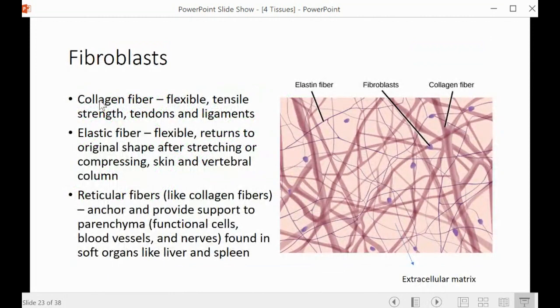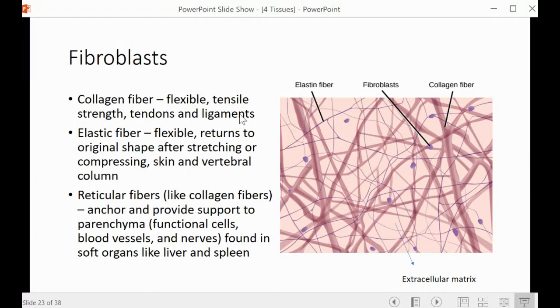So we have these collagen fibers that we have to make, elastic fibers and reticular fibers. Okay, collagen fibers, maybe you've heard of that in your skin. Everybody needs some more collagen in their skin. That helps us to not have any wrinkles. They are flexible. They have a tensile strength, meaning that you can sort of pull on them, move them, and they can come back. These are going to be our tendons and our ligaments.